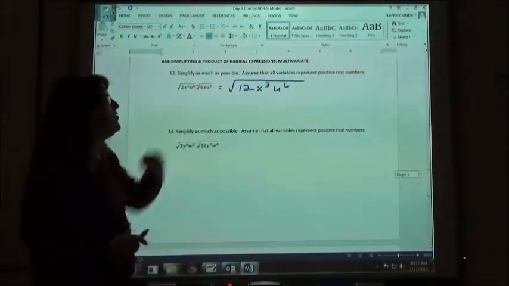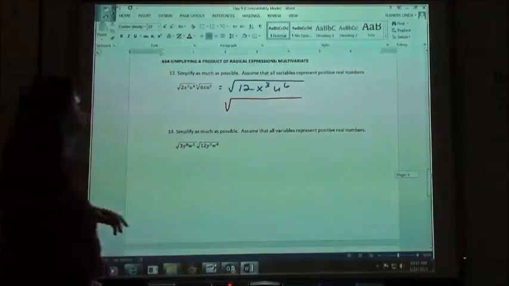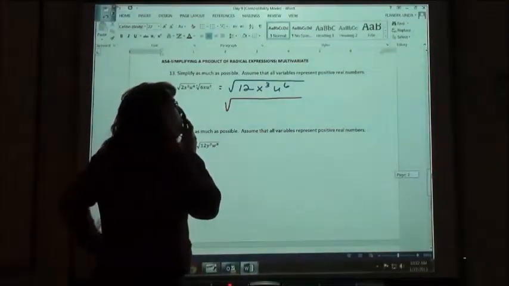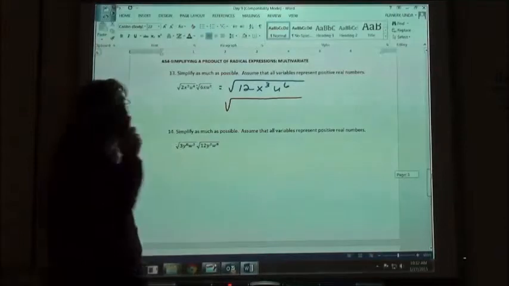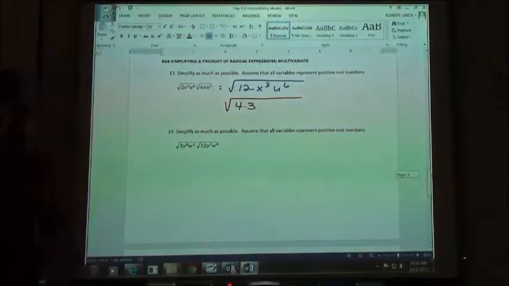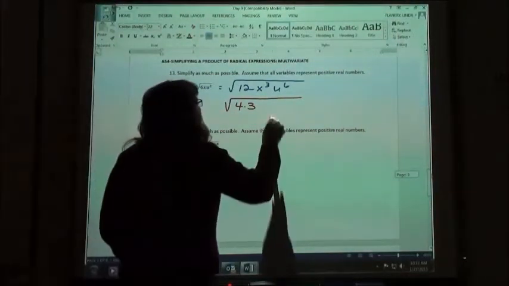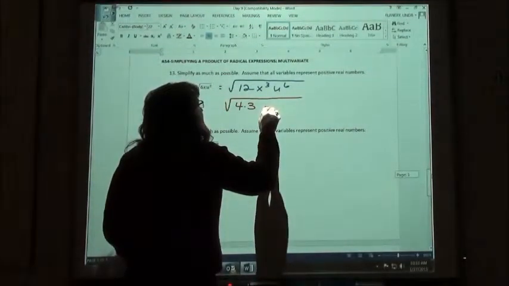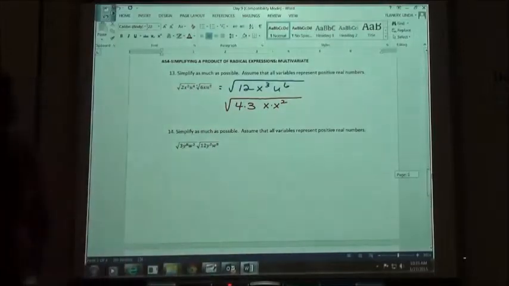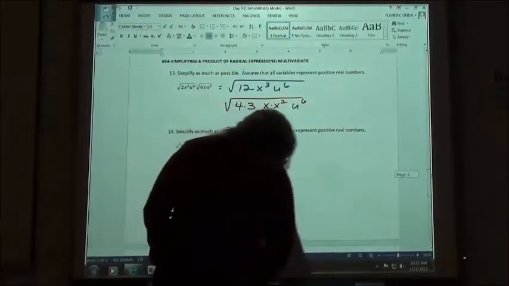I want to do the square root of that, so now I'm going to do my simplification and try to factor those things out. 12 is not a perfect square, so I'm going to factor that into 4 and 3. X cubed is not a perfect square because it has an odd exponent, so I'm going to factor that into x times x to the second. And then the u to the sixth is a perfect square, so we're going to leave that one alone so that we can take out our square roots.